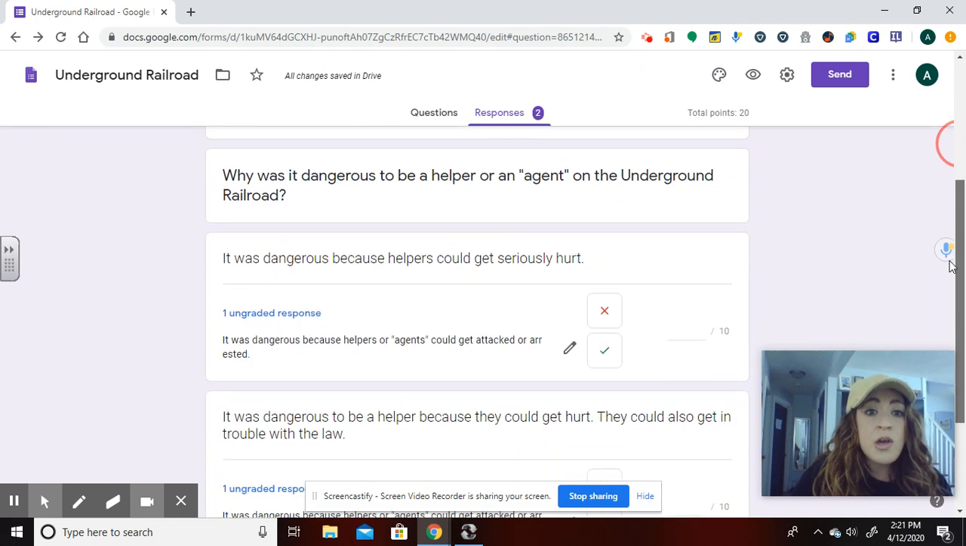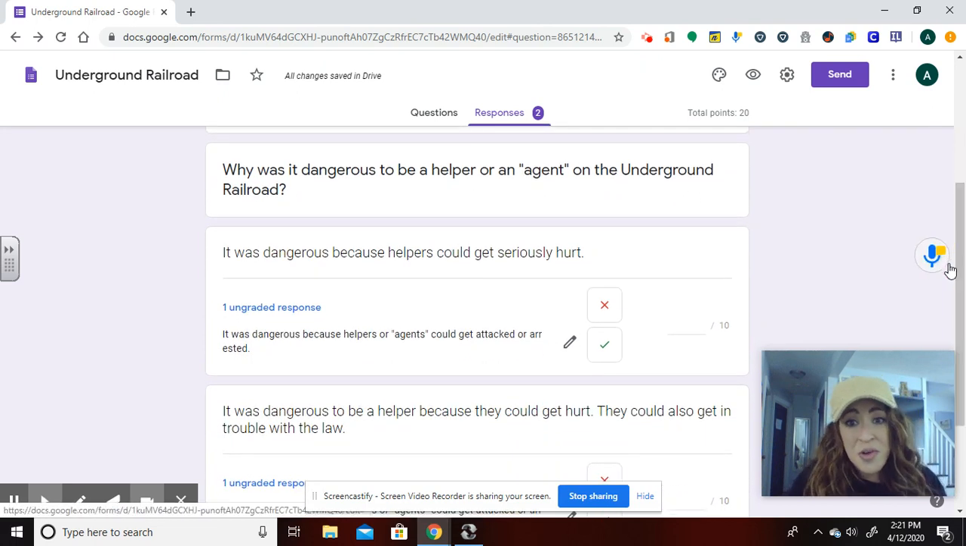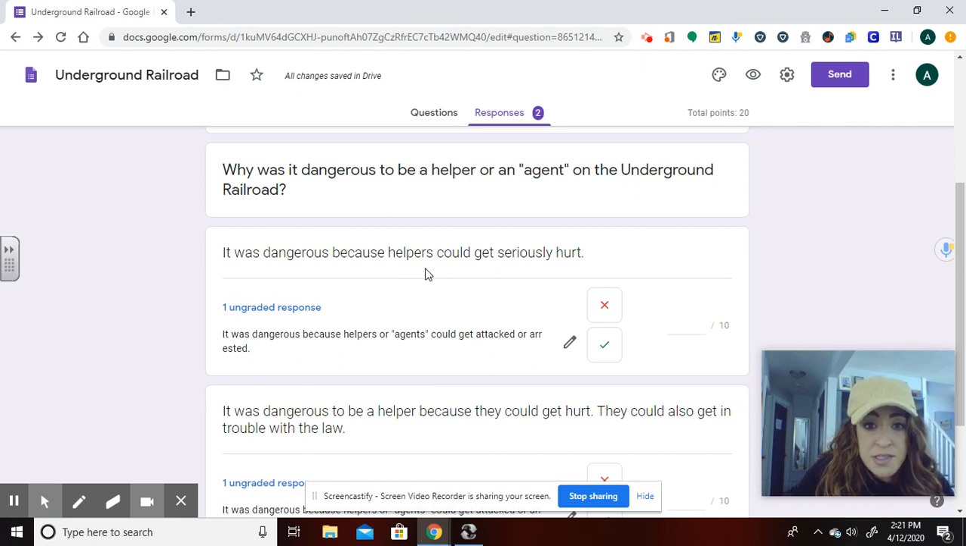Okay, let's go down here. Why was it dangerous to be a helper or an agent on the Underground Railroad? It was dangerous because helpers could get seriously hurt. So that's the first response I've got here. And what's really cool is that because I put that question feedback in there, underneath each of my students' responses, when I'm trying to grade them, I have my answer key, the answer feedback that I took the time to put in at the beginning. So, what was the answer again? It was dangerous because helpers or agents could get attacked or arrested. The student said it was dangerous because they could get seriously hurt. So they kind of got the attacked part, but they didn't get the piece about getting arrested.